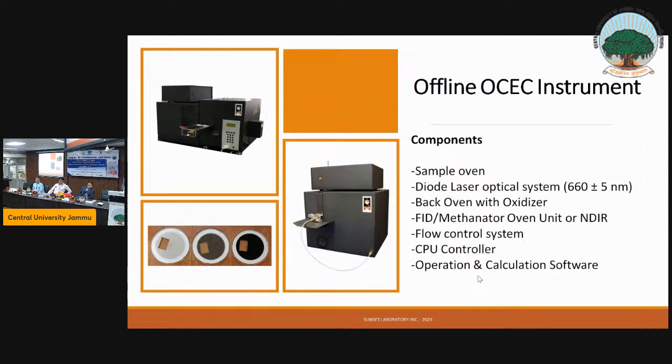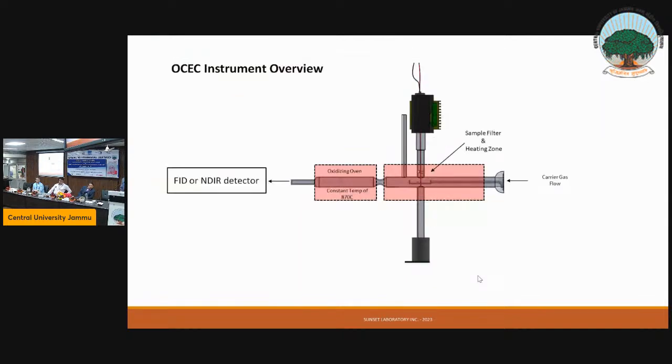Flow control, so you have to control your carrier gases as they move through the instrument. A CPU, because you have to gather all the data that comes from your sensors and put it together in some sort of software-legible packet of information. And then operating and calculating software. So this is, I guess you would call it, the fundamental piece of an OCEC instrument.